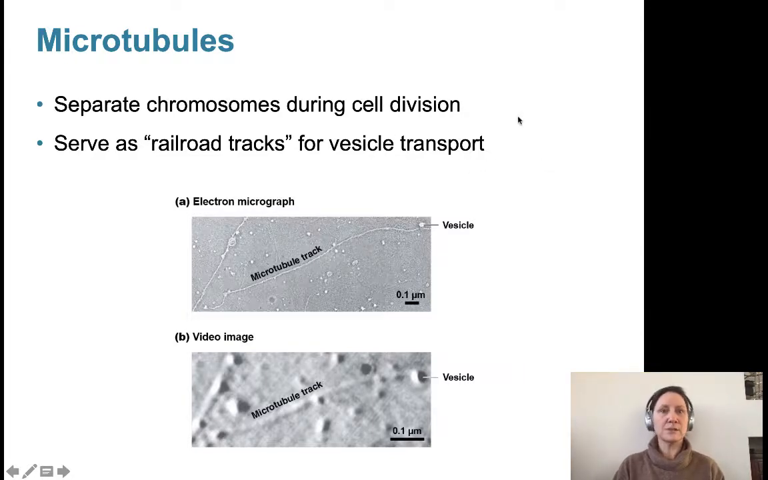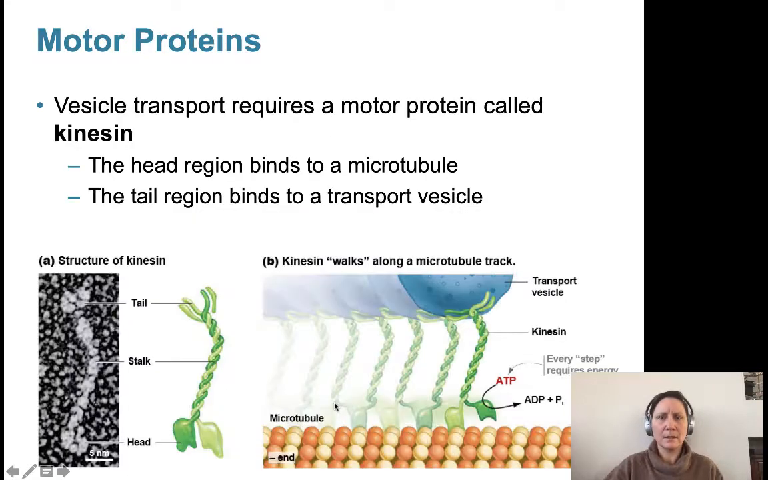So yes, they do function in separating chromosomes during cell division. We're not really talking about that just now, though. But they do serve as what's sometimes referred to as railroad tracks for vesicle transport. So you can see an electron micrograph here of a microtubule track, and here's a video image of a microtubule track. So here's kind of the lowdown on what happens. Vesicle transport requires a motor protein called a kinesin.